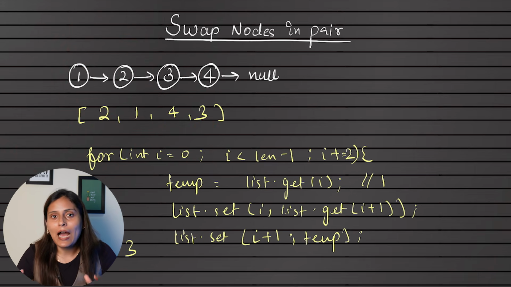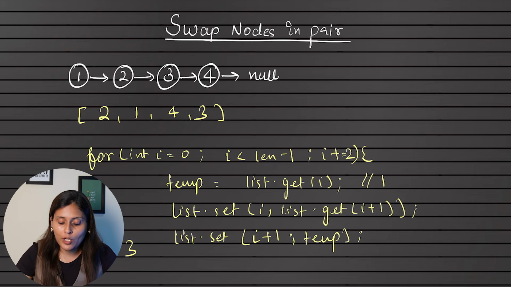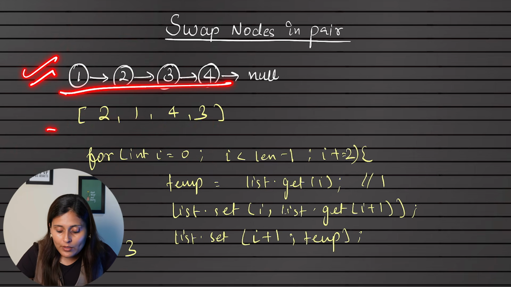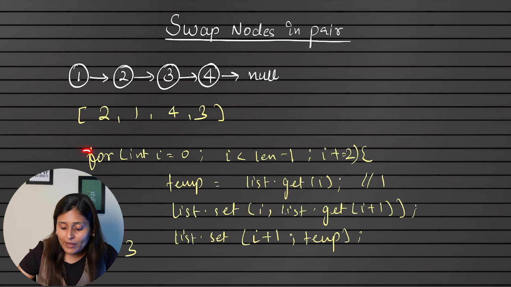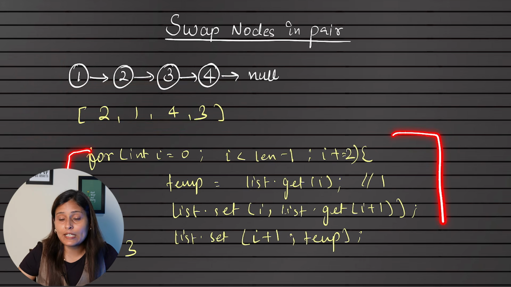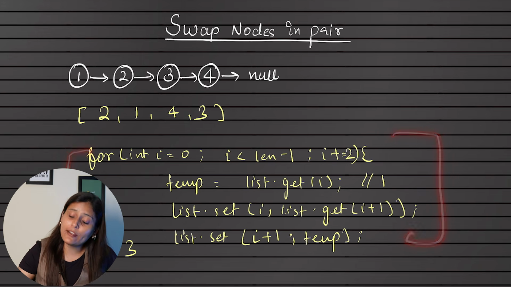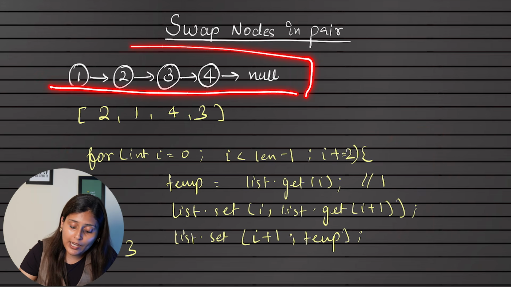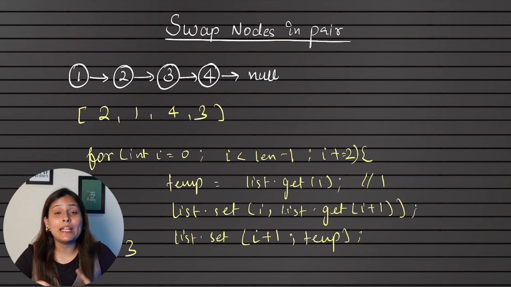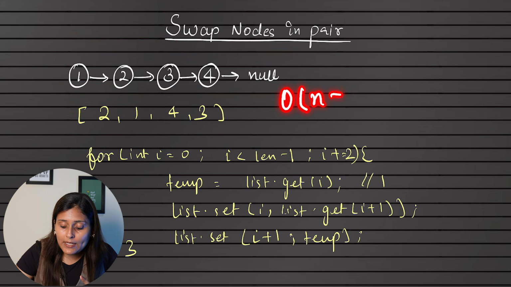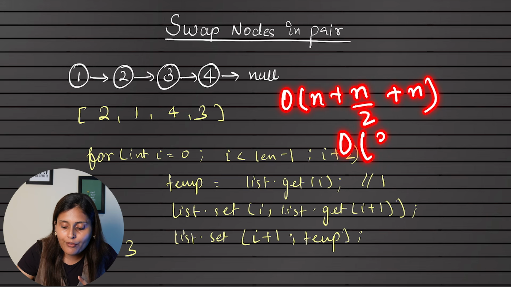So in total, how much time complexity did it take? First O of n to read the values from the nodes and fill in the list. Further O of n by 2 to swap the nodes in the list. And then again further O of n to put values again, or override the values of the node. So in total O of n plus n by 2 plus n, which is O of 5n by 2.